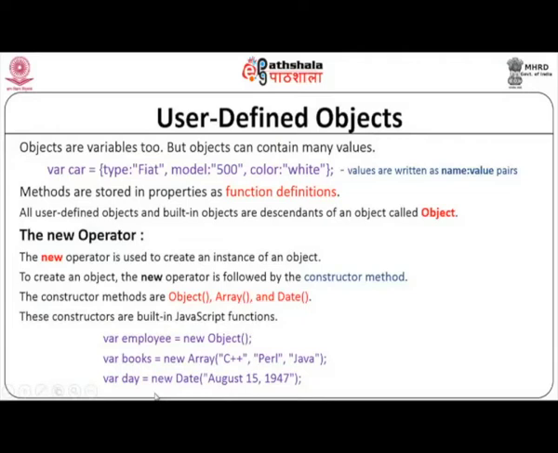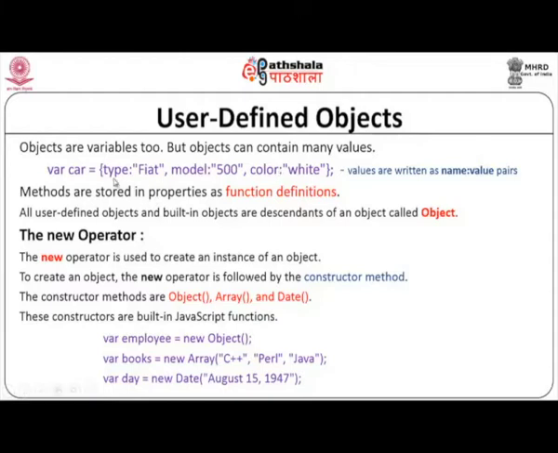Now coming to the user defined objects. User defined objects can be declared in many ways. One such way is given here. You make use of the keyword var to declare a variable. The same way you can declare a variable, but this becomes an object when it takes multiple values. Normally a variable can take a single value, but here this variable car is going to take multiple values. Now this is called an object and not a variable.